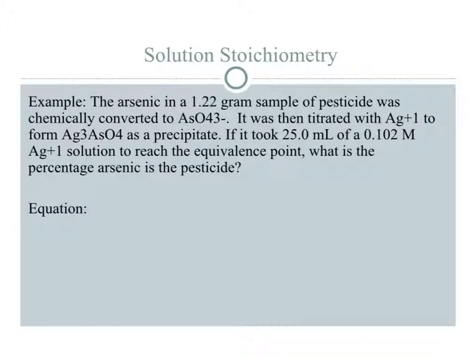The arsenic in a 1.22 gram sample of pesticide was chemically converted to AsO4 3-. It was then titrated with Ag+ to form Ag3AsO4 as a precipitate. If we took 25 mils of a 0.102 molar Ag solution to reach the equivalence point, what percentage of arsenic is in the pesticide?